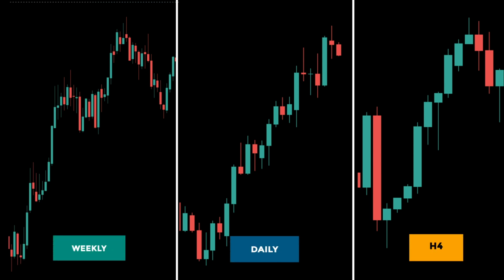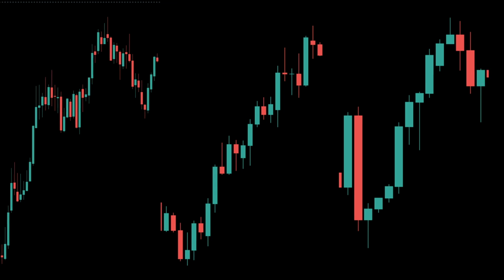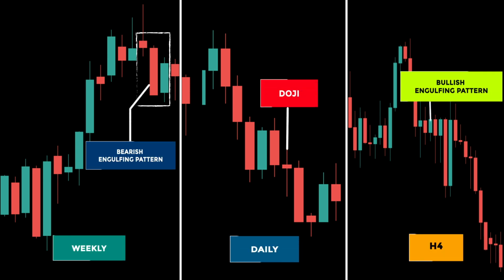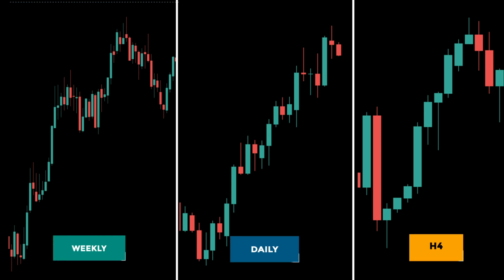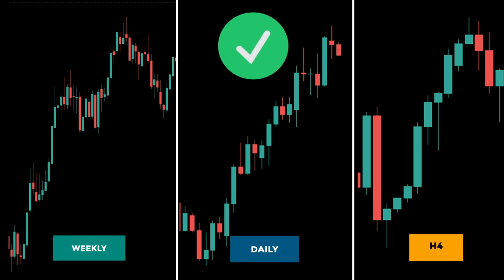A trade where the weekly time frame is bullish, the daily time frame is bullish, and the H4 time frame is bullish, or a trade where the weekly time frame shows a bearish engulfing pattern, the daily a doji candle, and the H4 chart a bullish engulfing pattern. Well, I think it should be pretty obvious that in the first scenario, you are more likely to catch a momentum trade that makes a ton of money.